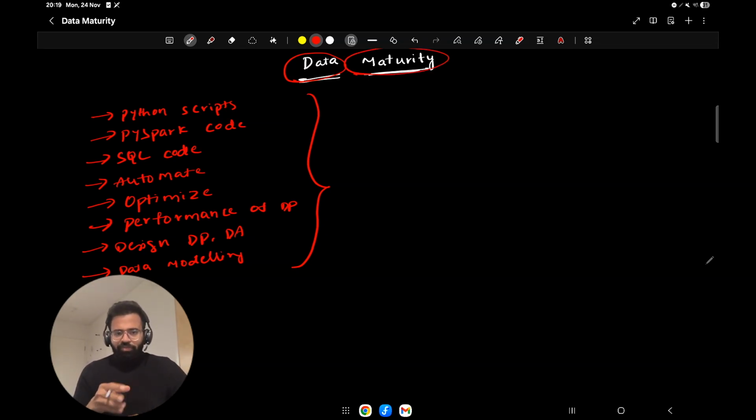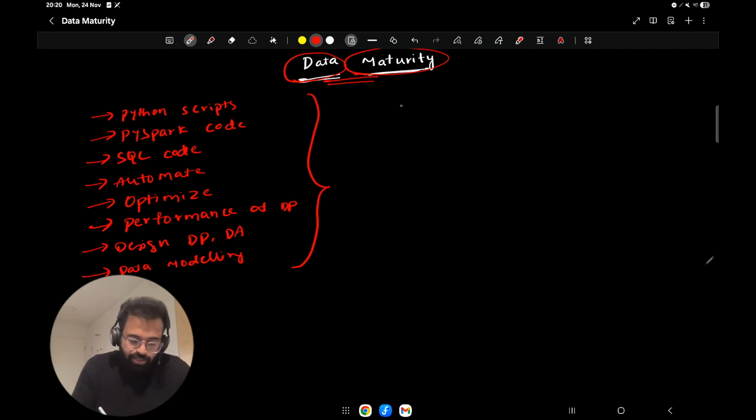So before talking more about this criteria and how the roles and responsibilities of a data engineer evolve between companies or teams, we should first try to understand what data maturity even stands for.